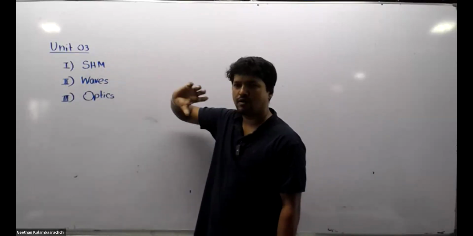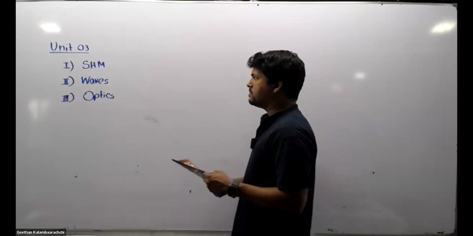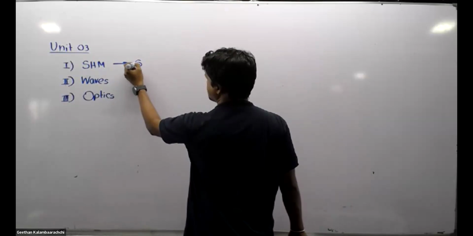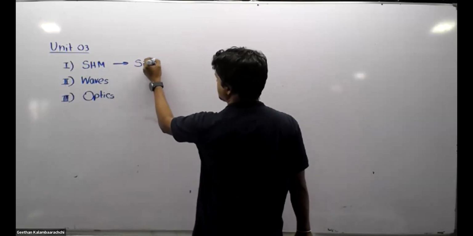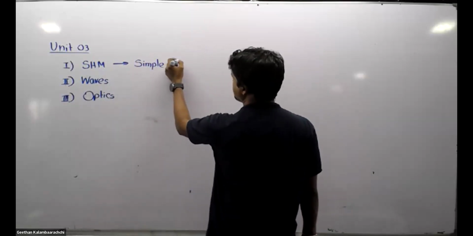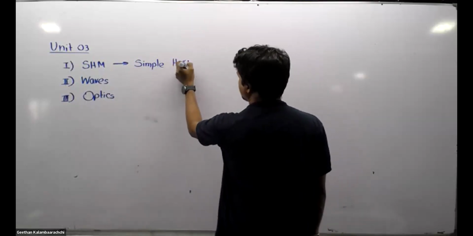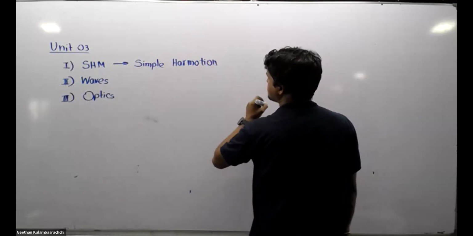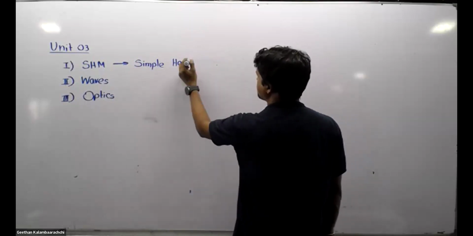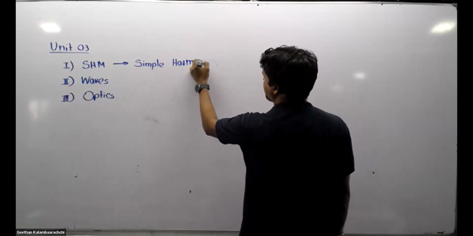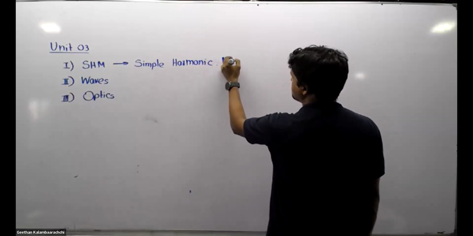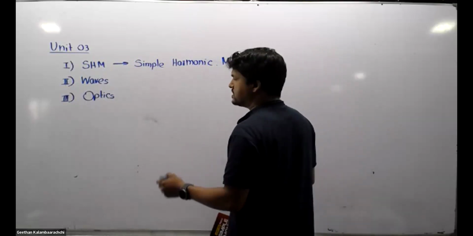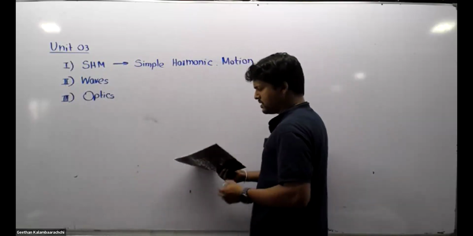So simple harmonic motion is a small part. Simple harmonic motion is also a motion, just like rotational motion, linear motion under gravity, projectile motion, circular motion. Likewise, simple harmonic motion is also a different type of motion.